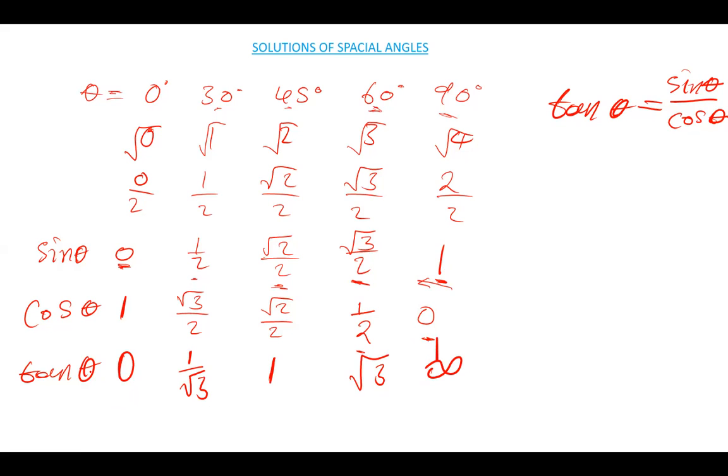So we have tan theta, which is tan 0, the answer is 0. Then you have tan 30, the answer is 1 over root 3. Then we have tan 45, the answer is 1. Tan 60, the answer is root 3. And then tan 90 does not exist, it's undefined. All right, so this is how you find solutions of special angles.